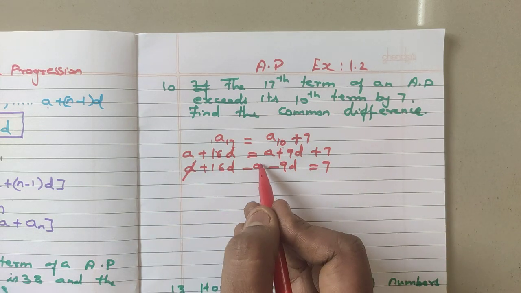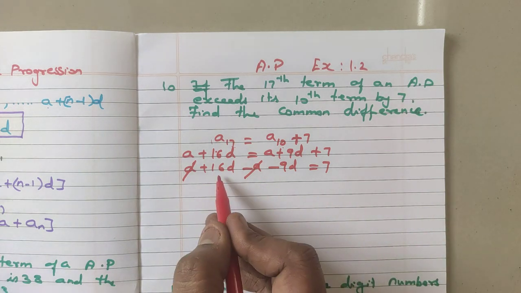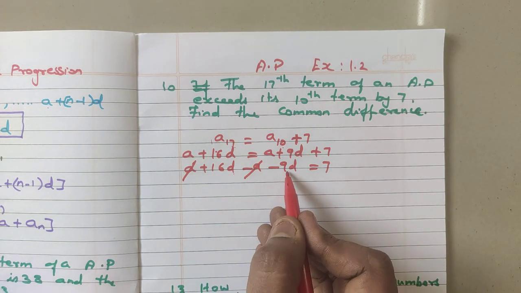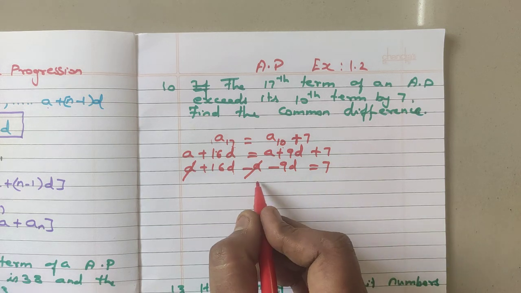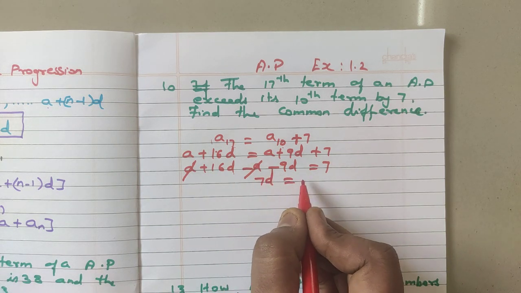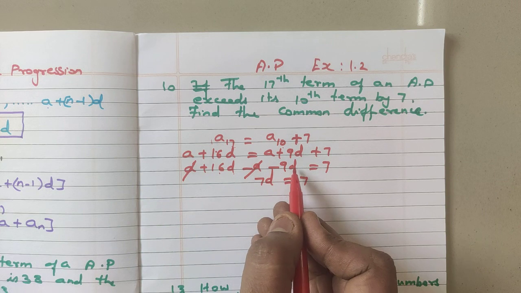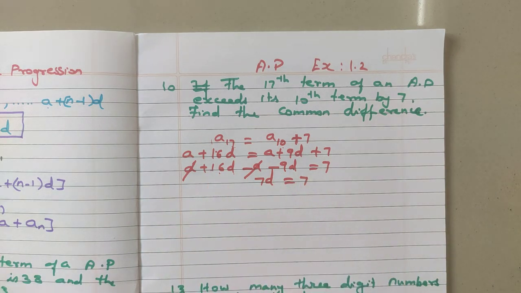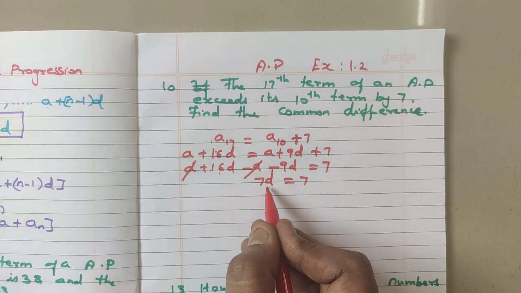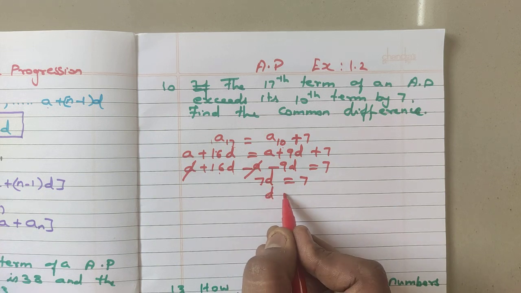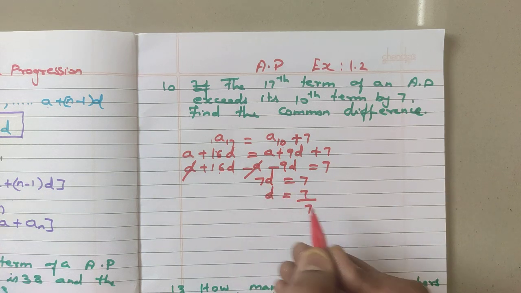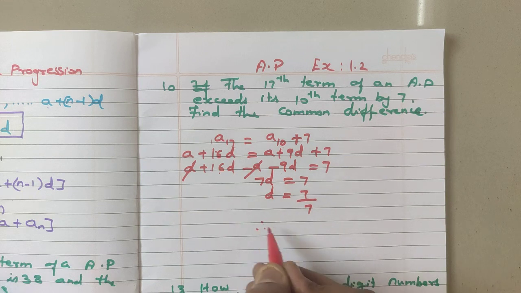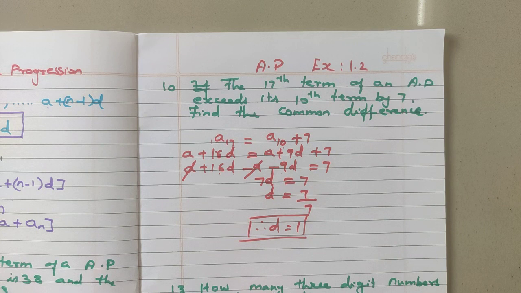So, plus A minus A will get cancelled. 16D minus 9D, what is the answer? 7D. 7D is equal to 7. Now, 7 is in multiplication with the D, so multiplication will become division. 7 divided by 7. Therefore, D is equal to 1. They ask you to find the common difference. This is a very simple question. D is equal to 1.